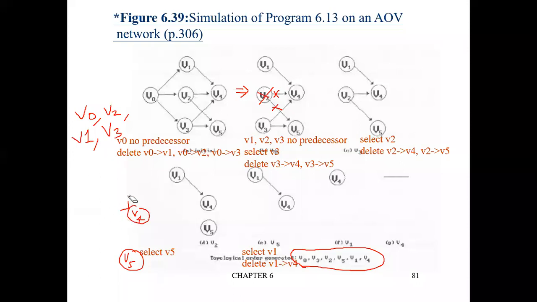Now how many vertices are there with 0 in degree? 2. What are they? V4 and V5. We can visit them in any order, either V4 first or V5 first. Let's say I visit V4 first, delete it, then visit V5 and delete it. So there may be different orders of output. It all depends on your implementation.